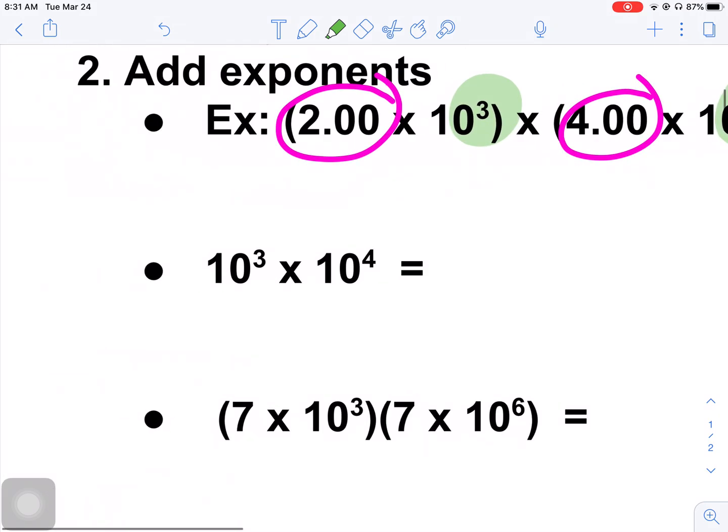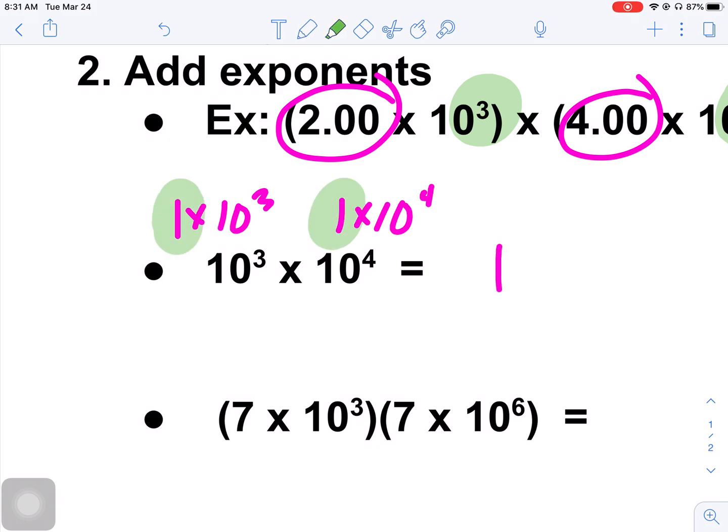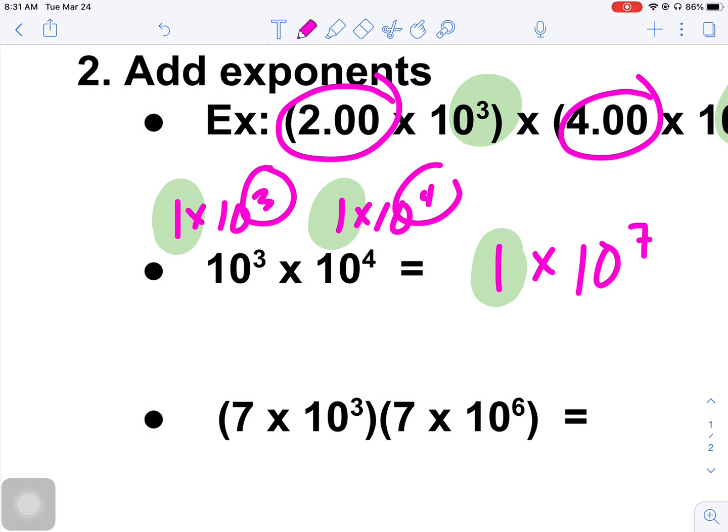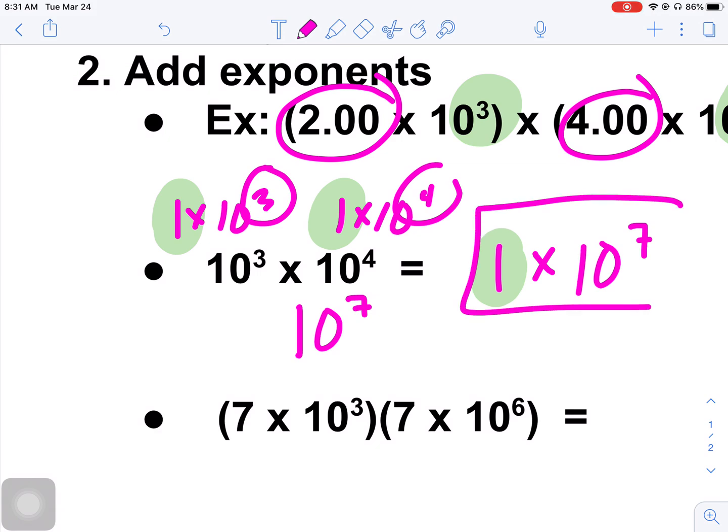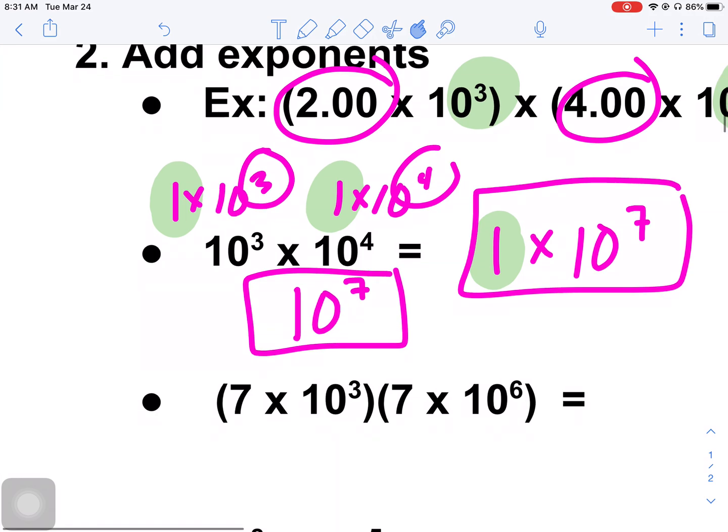All right, so what do we do if there is no coefficient? I guess we could just assume that there is a 1. We could assume that this is 1 times 10 to the third. We could assume that this is 1 times 10 to the fourth. Regardless, 1 times 1 is 1. So when we're multiplying these coefficients, 1 times 1 is 1. And then the next thing that we're going to do is add the exponents. So 3 plus 4 is 7. So we could call it 1 times 10 to the 7th, or we could just call it 10 to the 7th, both of which are our final answer. They're numerically the same.